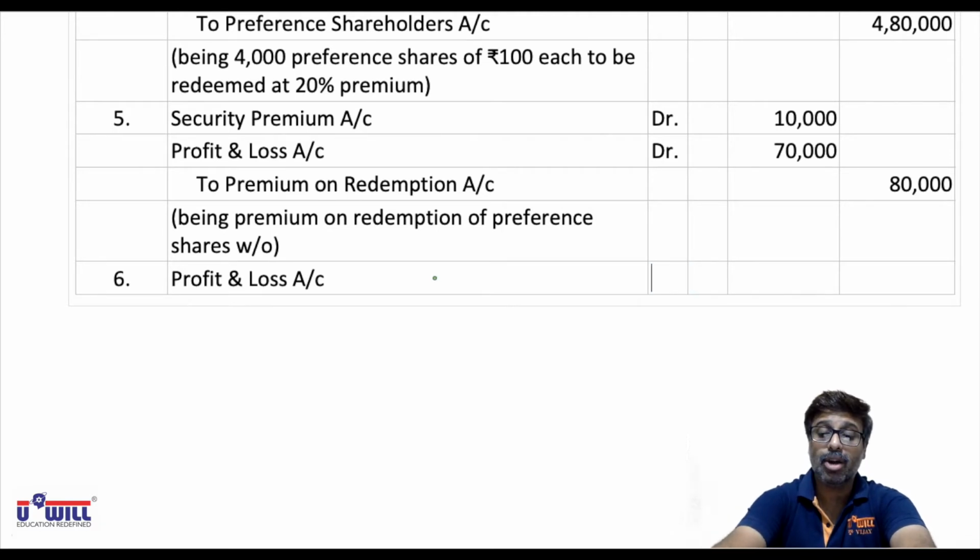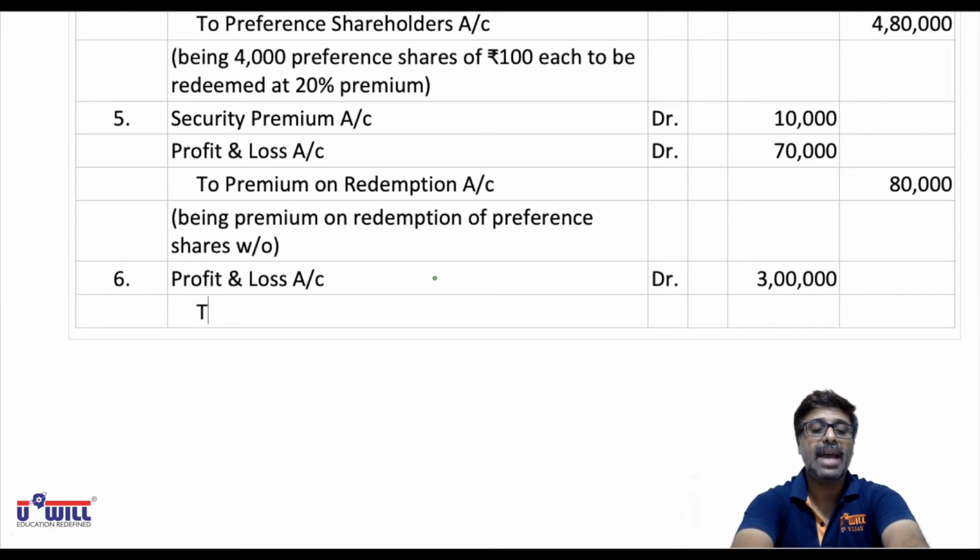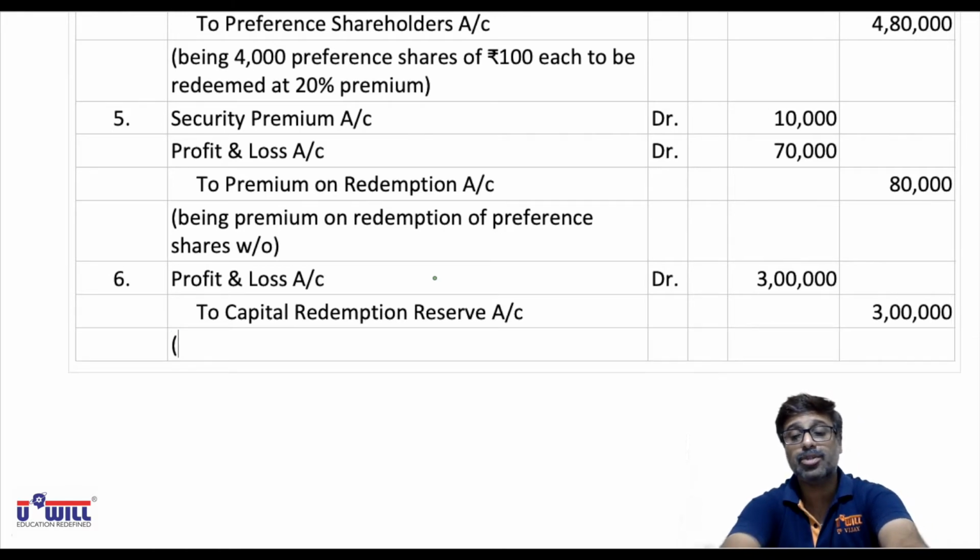Okay, profit and loss account debit with that 3 lakh rupees to capital redemption reserve account 3 lakhs. So from profits we will transfer 3 lakhs to capital redemption reserve.